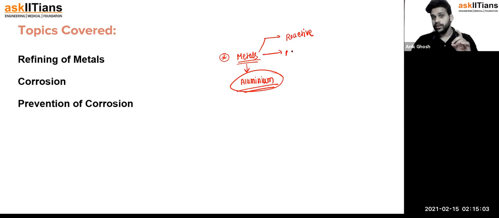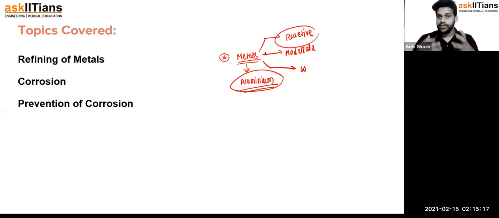Apart from that, we have discussed how to separate out the very reactive metals, the moderately reactive metals, as well as the weakly reactive metals, those that are not that reactive. For the reactive metals, I think you remember, we use electrolytic reduction. For moderately reactive and less reactive metals, we use a reduction process.